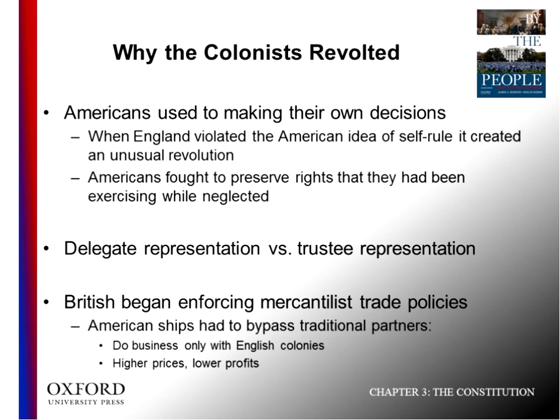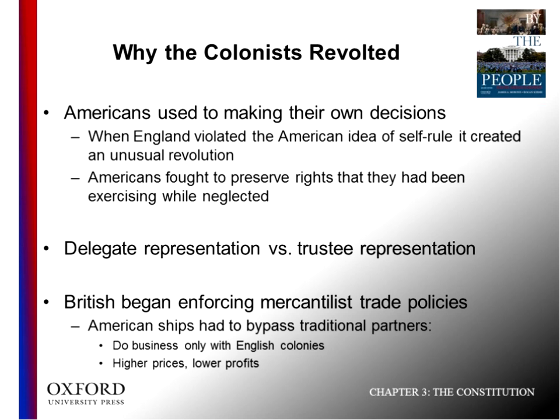And so for many Americans, they considered their assemblies the legitimate voice of the people. And if taxes had to be raised, they said, we should do it. If Parliament wants to raise taxes, we need representation in Parliament. They worried about where the money was going. Political theorists would call this delegate representation, when representatives actually follow the wishes of the voters.